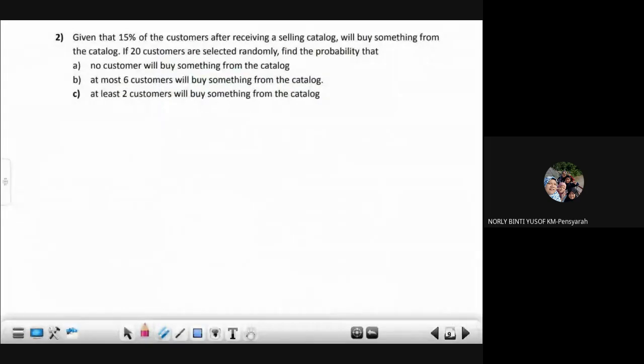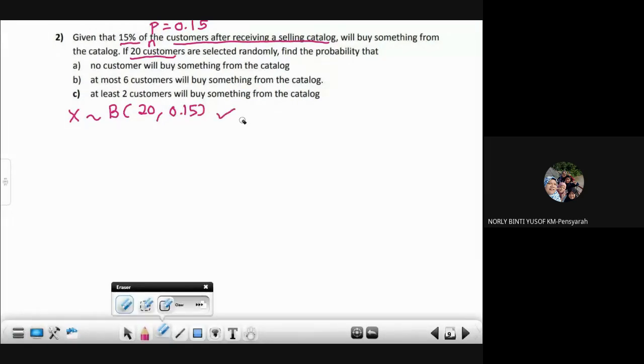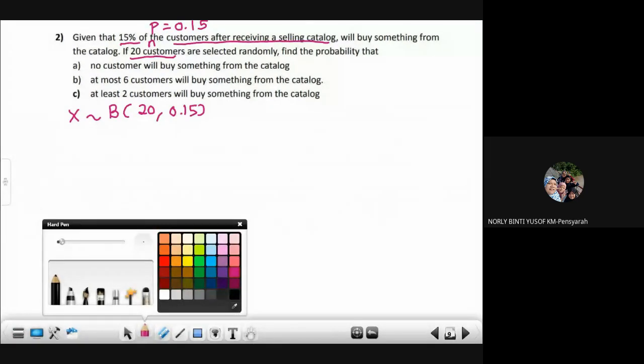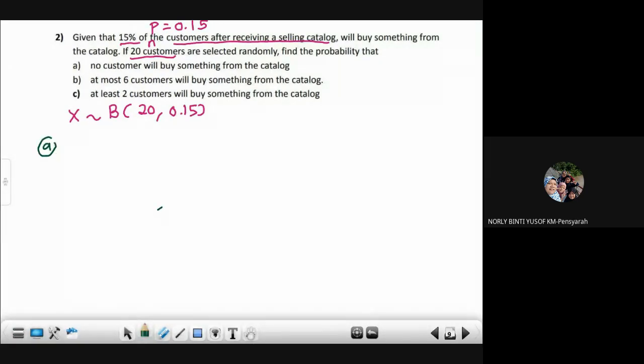Okay, tengok pada last example before we stop. Given that 15% of the customer receiving and selling catalog. So this is the event and this is the probability of success, 0.15. We'll buy something from the catalog and the 20 customer, this will be your N, selected randomly, find the probability that no customer. So sama, sebelum jawab soalan probability, must write, wajib tulis discrete tu, N tu 20, P tu 0.15. So marks will be given to this notation of your discrete binomially distributed. Okay, barulah you jawab soalan, no customer.